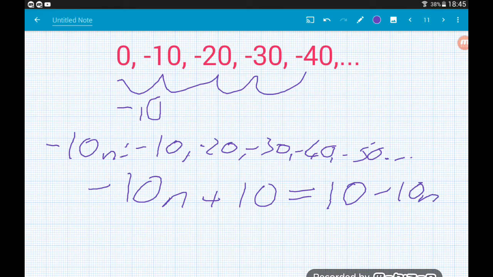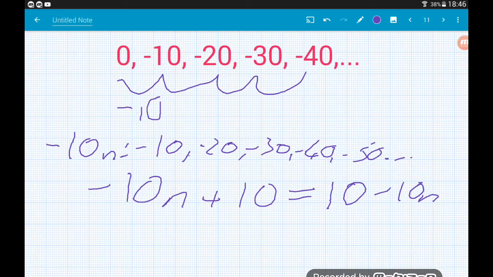So let's check that against our sequence. So for our first term, we're going to get 10 minus 10 times 1, which is 10 minus 10, which is 0. For our second term, we're going to get 10 minus 10 times 2, which is 10 minus 20, which is minus 10. Let's check it works for a third term. So for the third term, we're going to get 10 minus 10 times 3, which is 10 minus 30, which is indeed going to give us that minus 20.